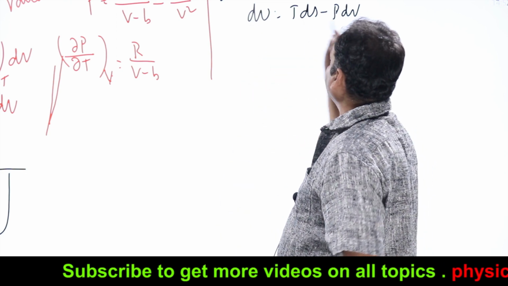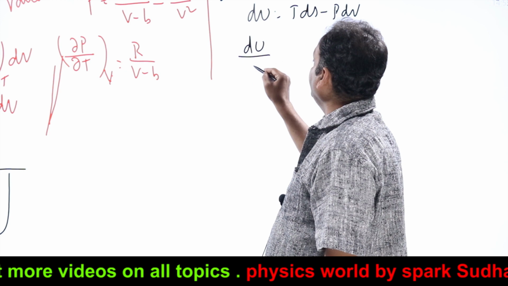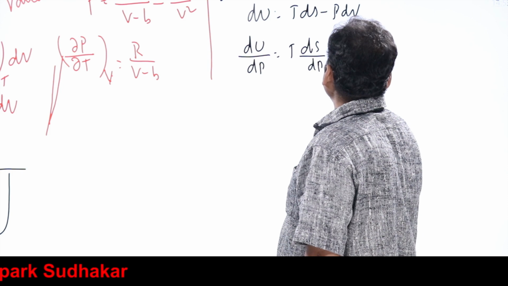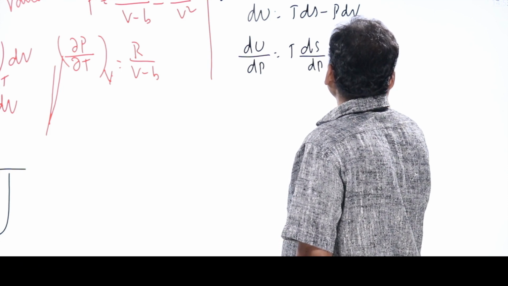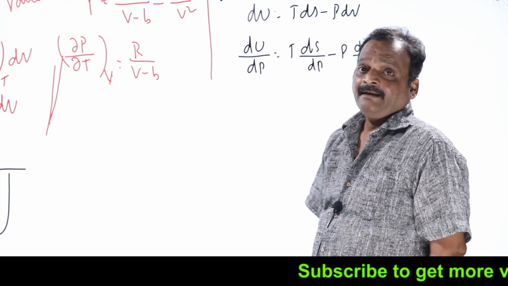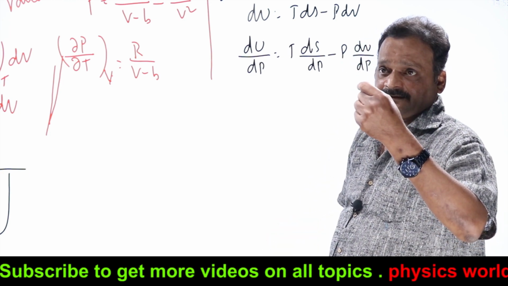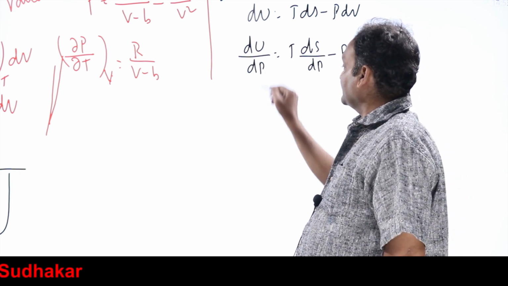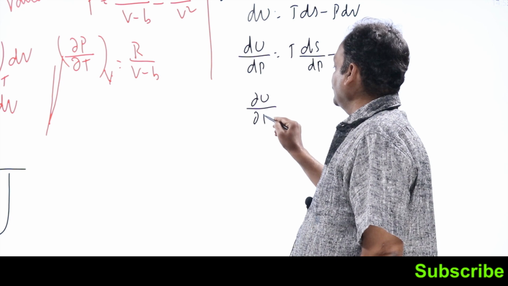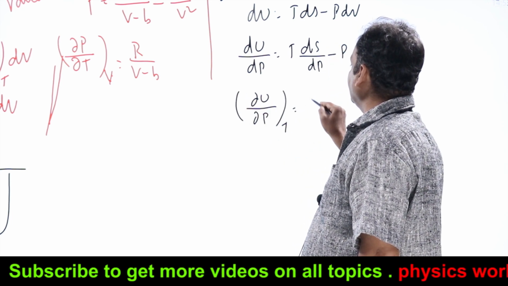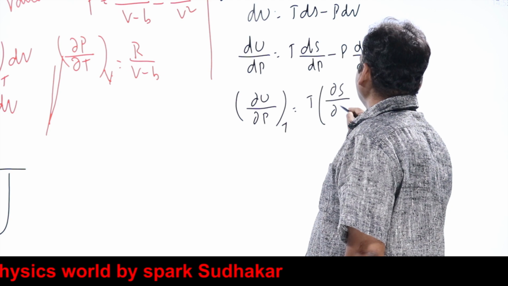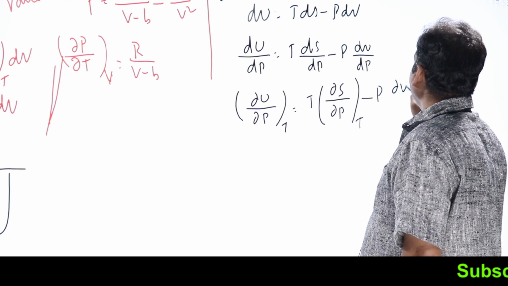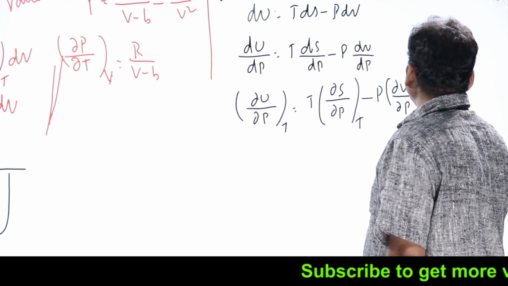So I will divide by dP, the change in pressure: dU/dP equals T dS/dP minus P dV/dP. Now I want a specific condition that temperature should remain constant. When I put that condition, this becomes a partial derivative. ∂U/∂P at constant temperature is equal to T into ∂S/∂P at constant temperature minus P into ∂V/∂P at constant temperature.